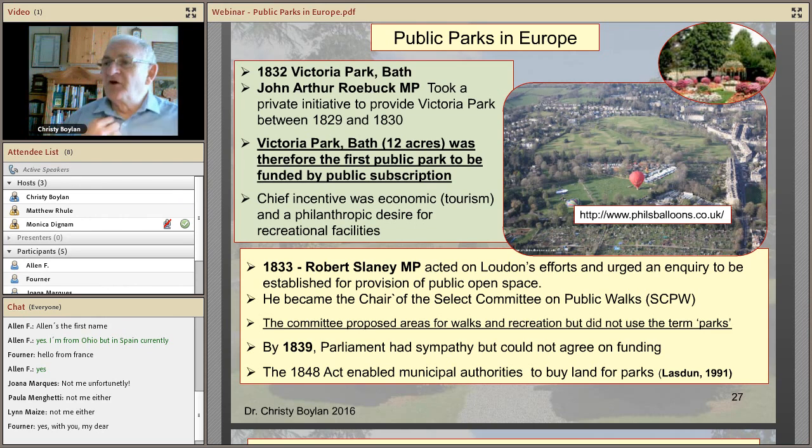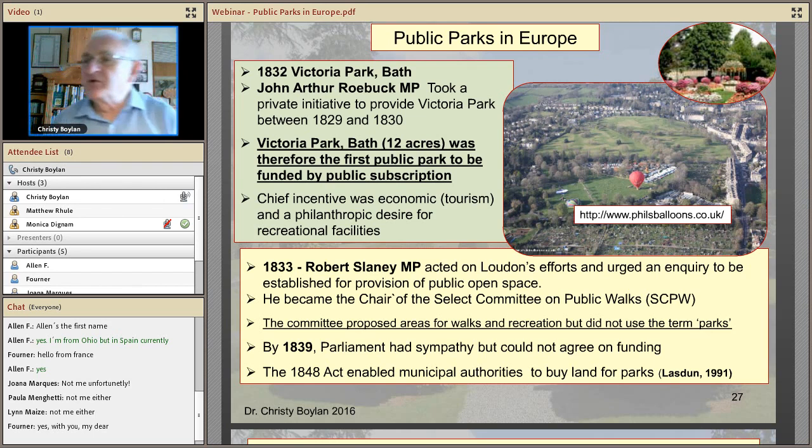Now, moving on a little bit, in 1832, Victoria Park in Bath was a private initiative by John Arthur Roebuck, a member of Parliament, between 1829 and 1830. It was about 12 acres, and it was the first public park to be funded by public subscription. Now, that's a milestone I have to show, because remember we looked at royal parks up to this, where the royals were really for themselves and then they let the public in.